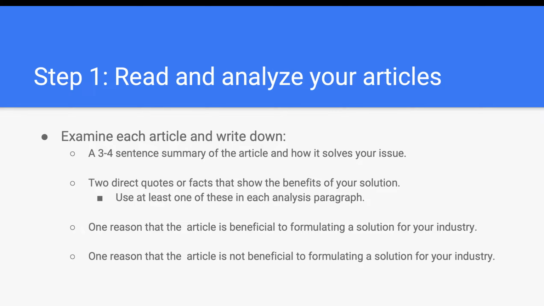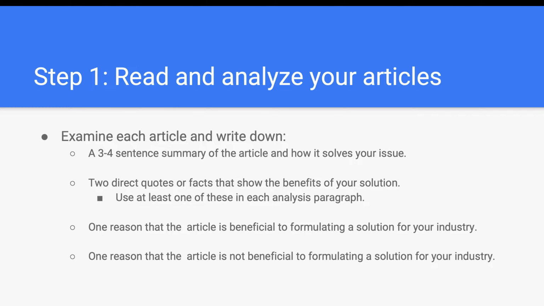Then you want to think of one reason that the article is beneficial to formulating a solution for your industry, and then do the opposite. Why is it not beneficial to helping you figure out a solution for your industry? The reason you're asked to do these positive negative parts is because you're asked to reflect on the article, right? Not just to give us a summary, but also to have some kind of critical thought saying, why is this article helpful for us to understand the solutions we can create in our industry? Or the inverse, why is it not helpful? What's missing? What do we not know? What hasn't been told to us?